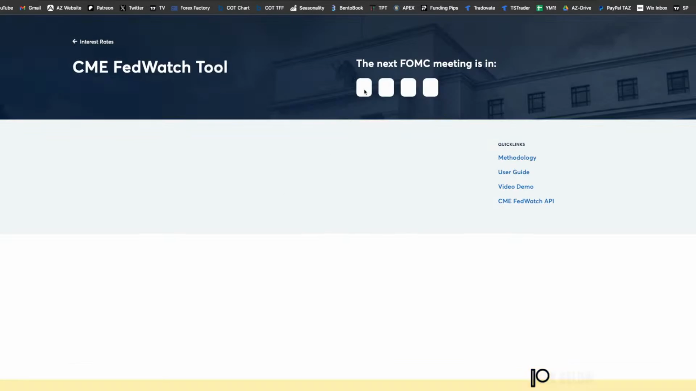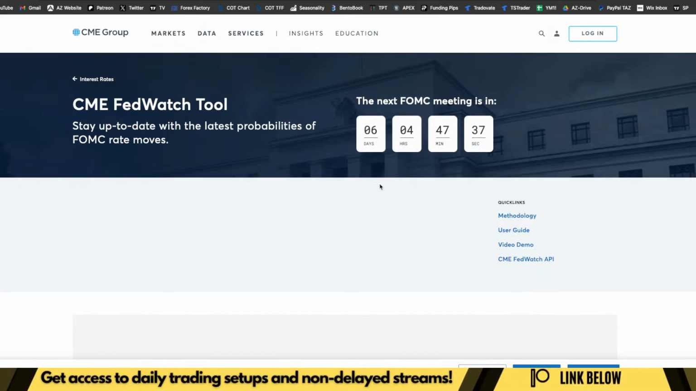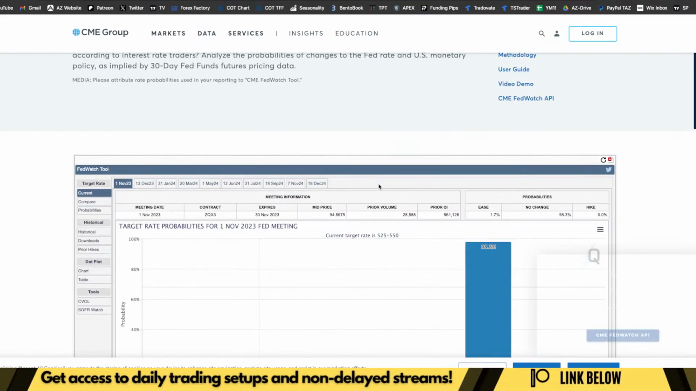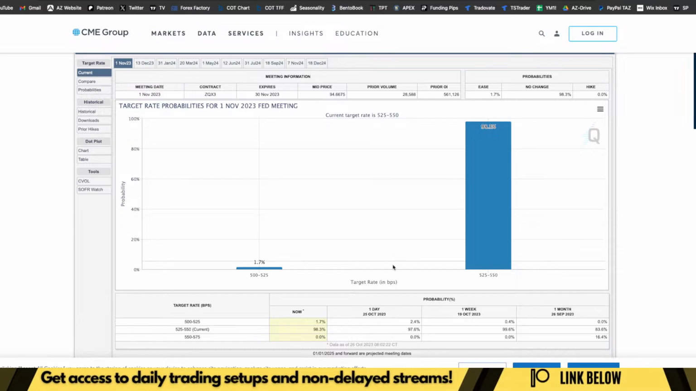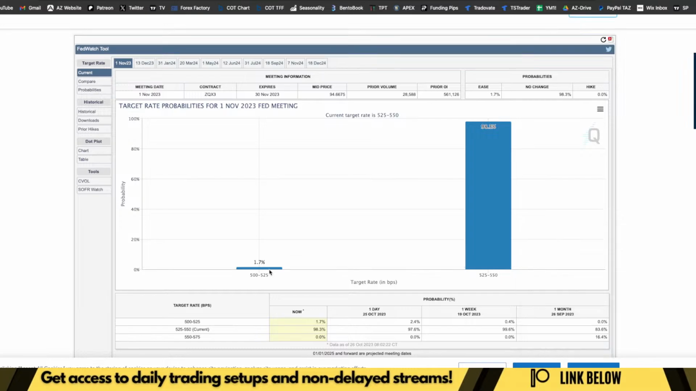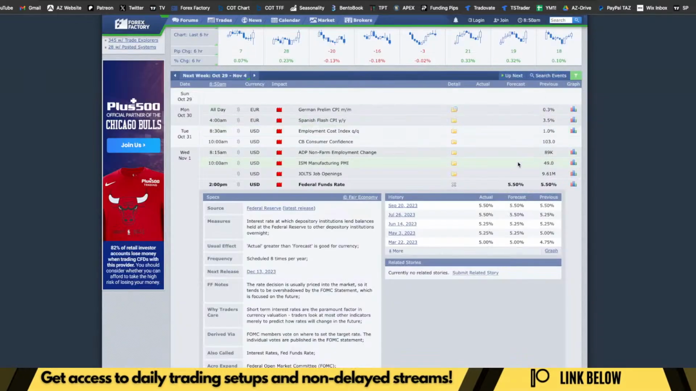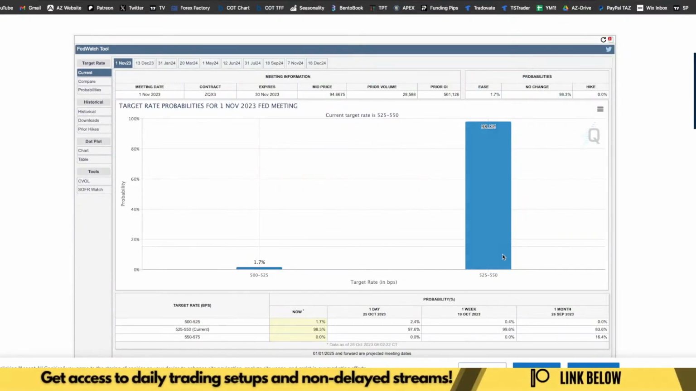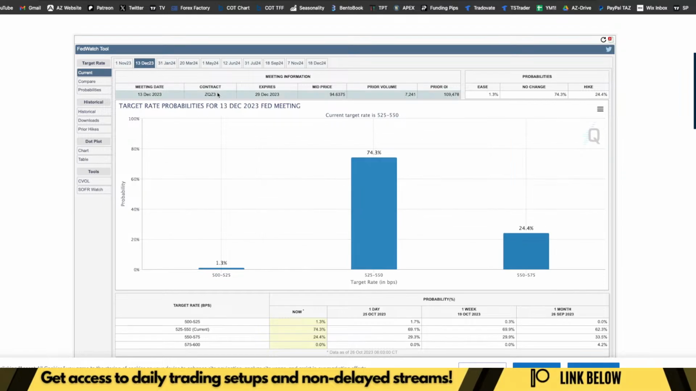Next FOMC meeting is in 6 days. And here it lists the probability. 1.7% probability that we're going to get a decrease. And an increase. What was the last one? 5.5. July was 5.5. Okay, so we didn't increase during July and September. Let's see if they might even decrease it. But yeah, they don't even have the probability here for a decrease.